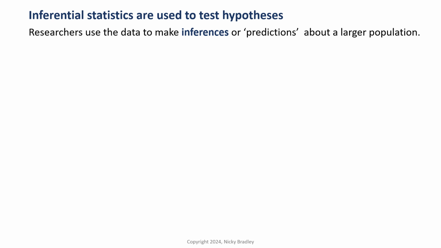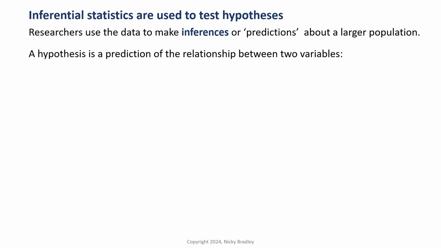Which brings us on to inferential statistics. Inferential statistics are used to test hypotheses. So what the researchers do is use the data to make inferences or predictions about a larger population. A hypothesis is a prediction of the relationship between two variables. So we're not looking at descriptive statistics, where we're looking at the predominance, the prevalence, the distribution of a certain thing. What we're looking at here is two variables, sometimes more, and we're looking at a relationship between those variables.